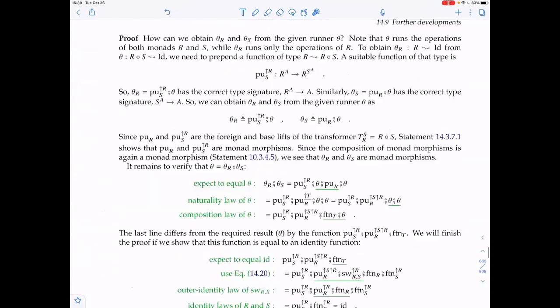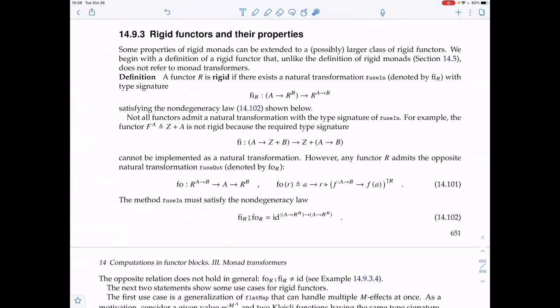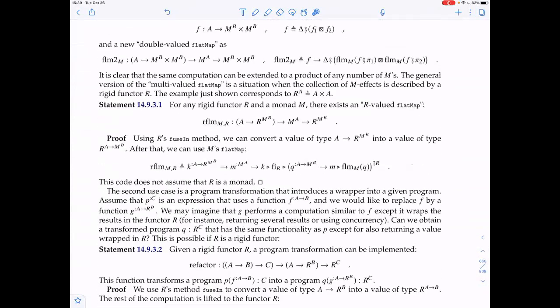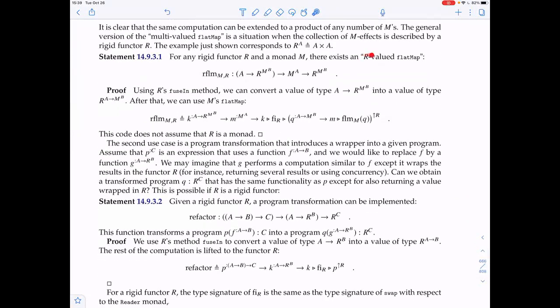material here, which I'm just going to skip through. Like a rigid functor is a functor where you have this natural transformation. Now, this seems to be weird, but it turns out you can do certain things with it if you have this function. Certain interesting things like R-valued flat map. You can have a flat map that returns several results. If you have that kind of stuff, if R is rigid, then you can use that. So maybe that's useful for something.